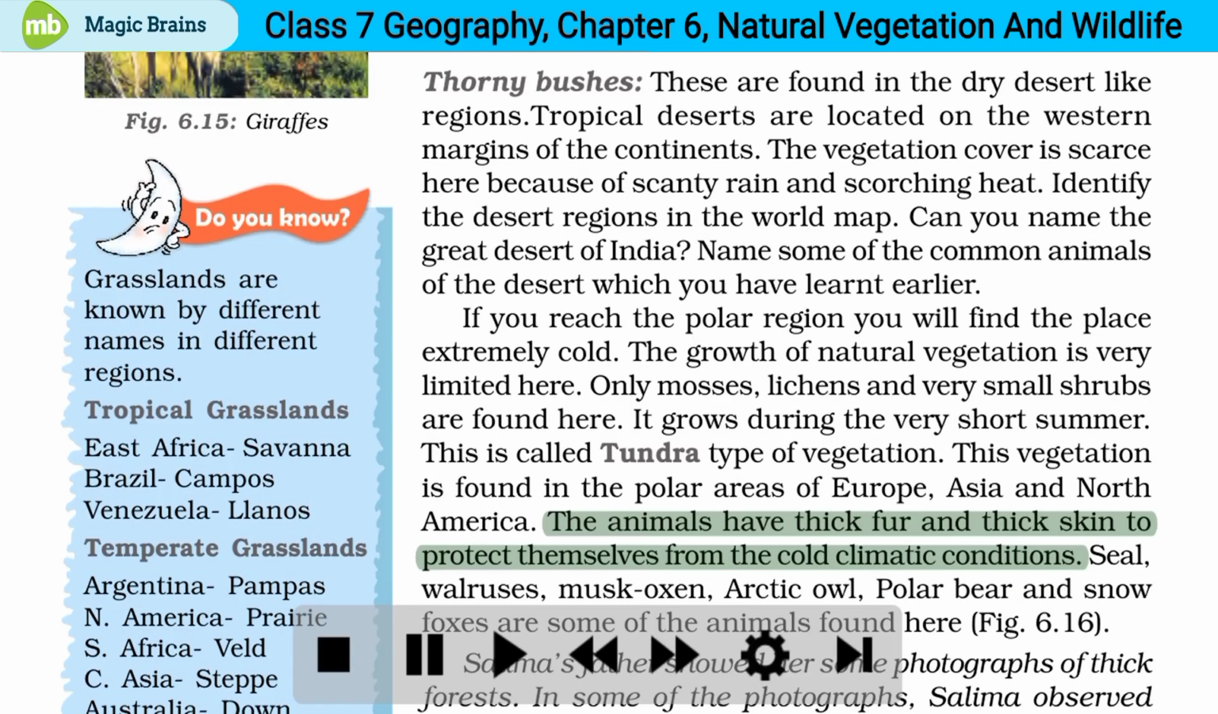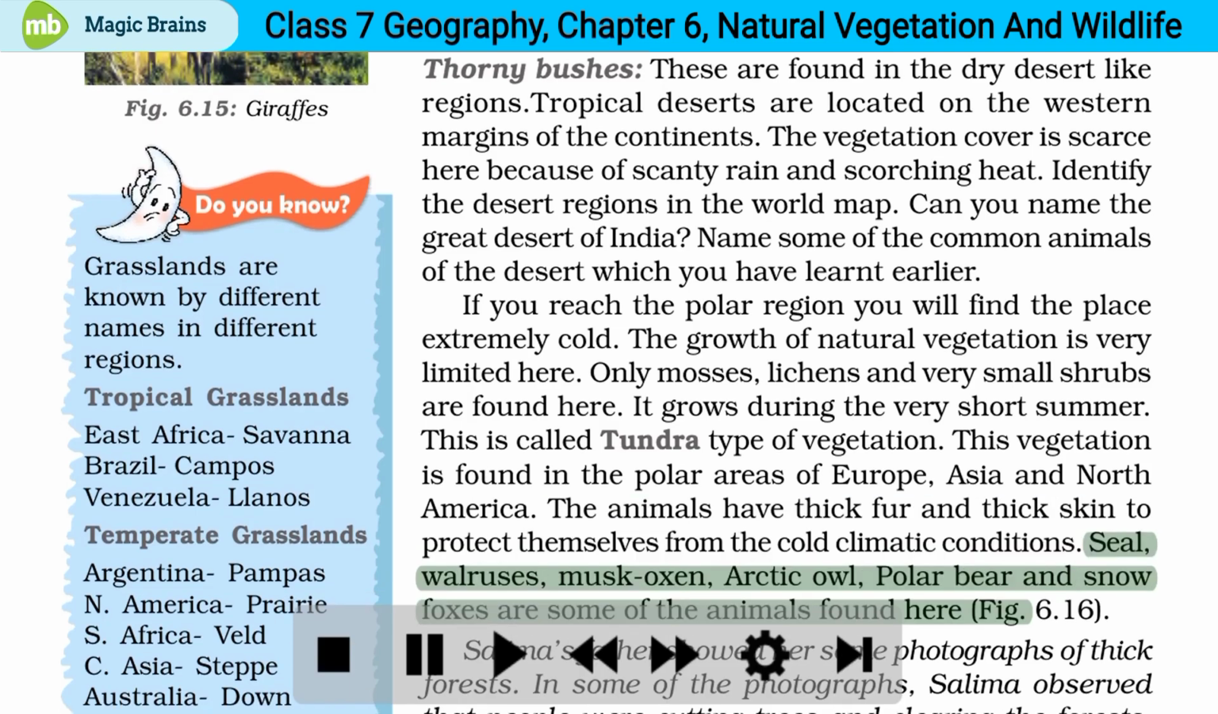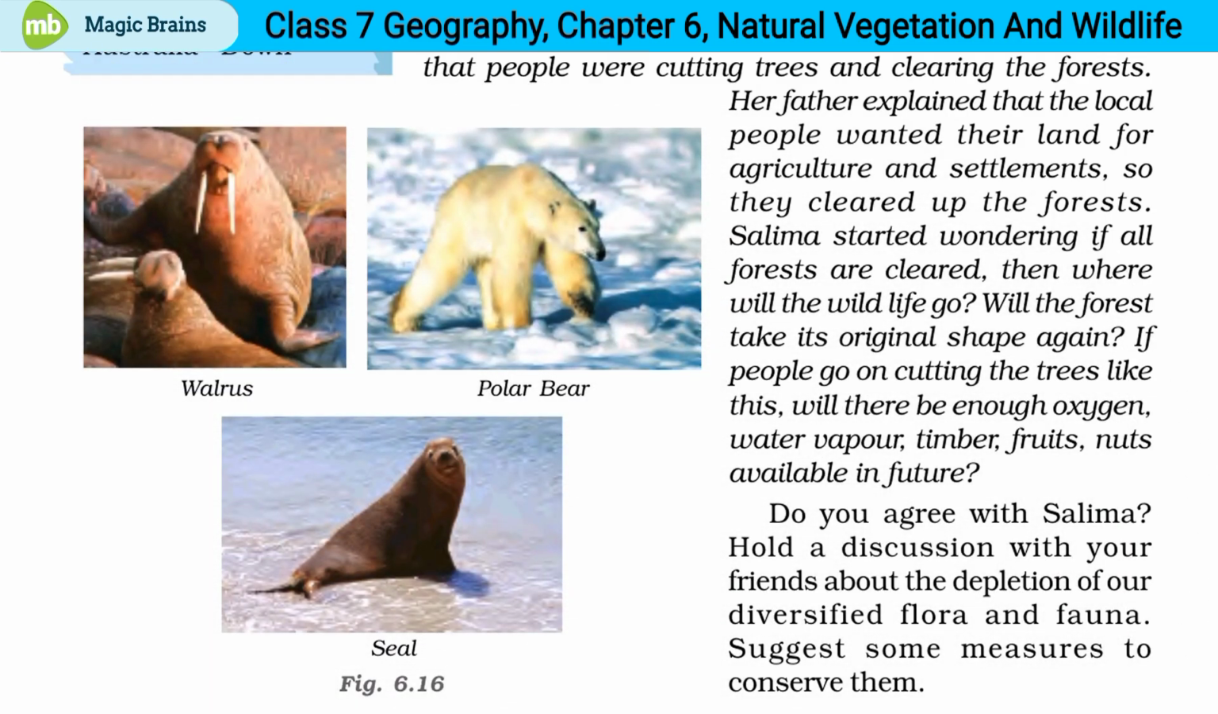The animals have thick fur and thick skin to protect themselves from the cold climatic conditions. Seal, walruses, musk oxen, Arctic owl, polar bear, and snow foxes are some of the animals found here. On the bottom left part of the page, we have pictures of walrus, polar bear, and seal.